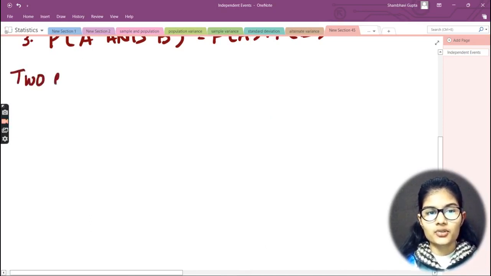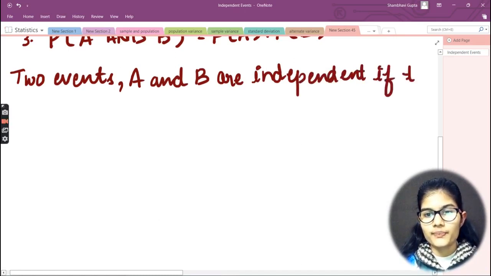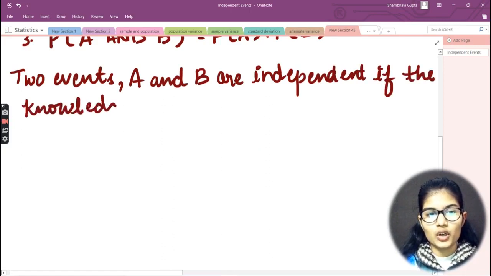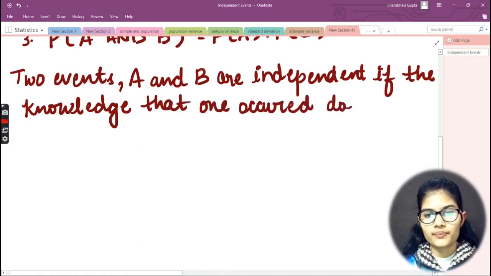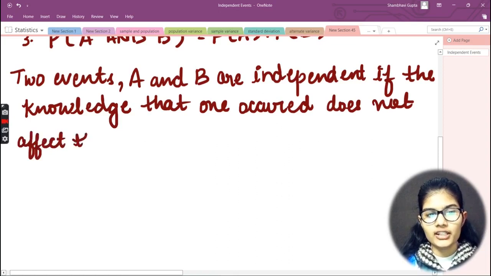Here I would start writing up the things. So, the two events A and B are independent if the knowledge that one occurred does not affect the chance of the other occurring.